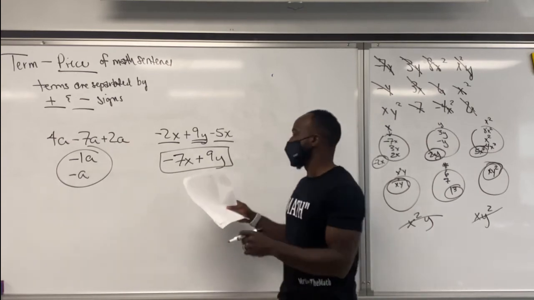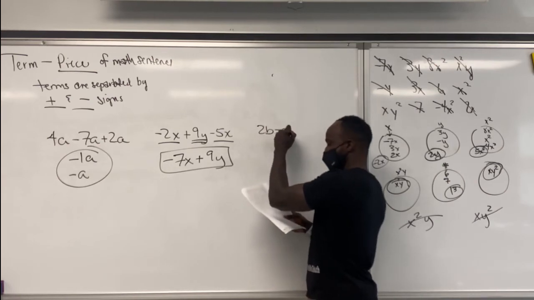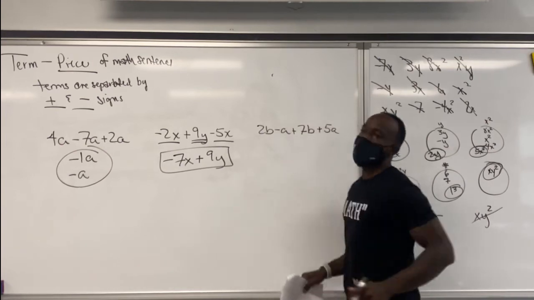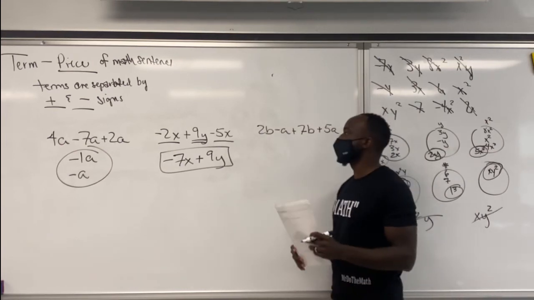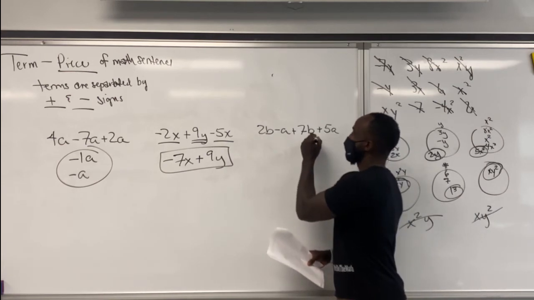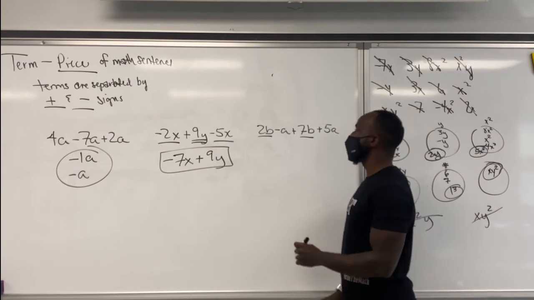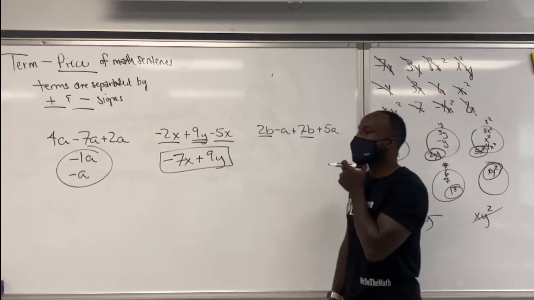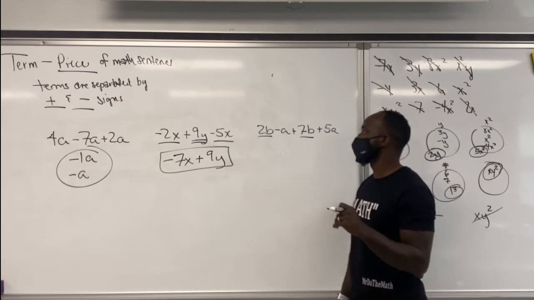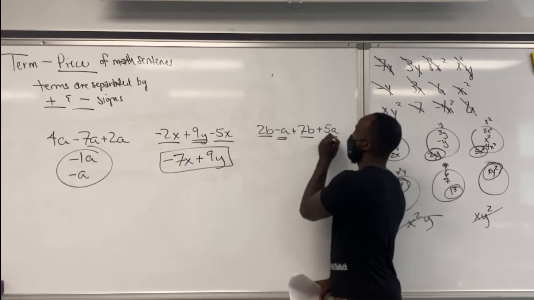All right. So let's go to this next one. 2b minus 8 plus 7b plus 5a. What are the like terms? 7b and 2b. Give me another set of like terms. Negative a and 5a.